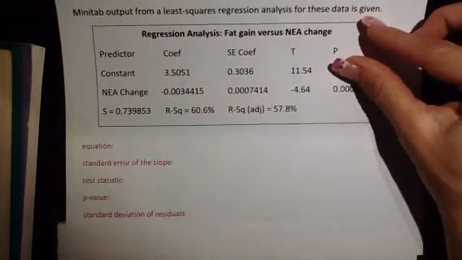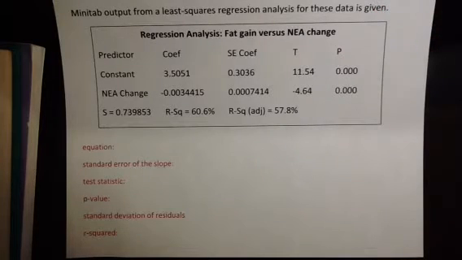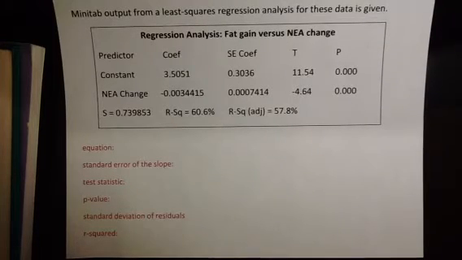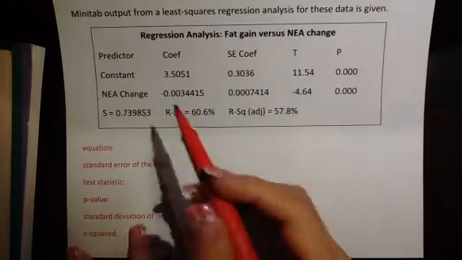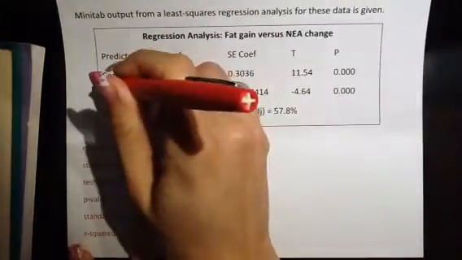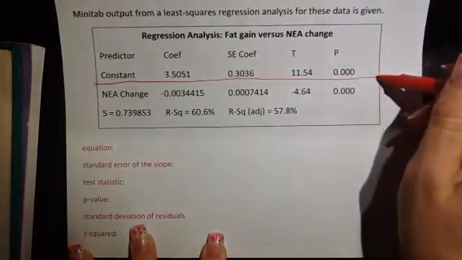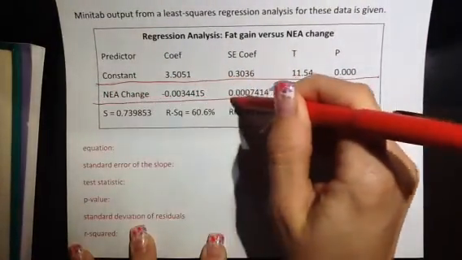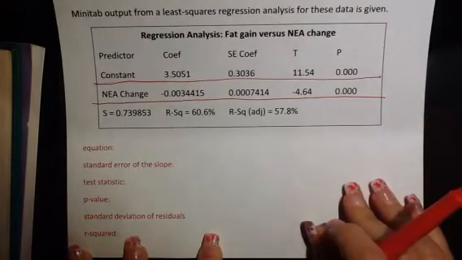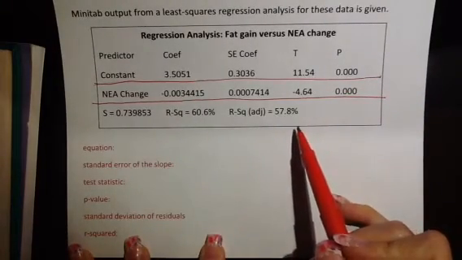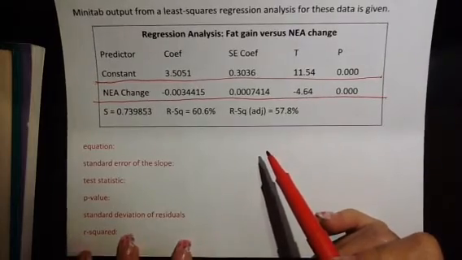And from this computer output, I want to be able to find all of these things. So we have our output for fat gain versus NEA change. Now our equation is what you've done before, and hopefully you remember how we found that part. I'm going to grab an extra pen here to help. So our constant is going to have all of this data with it, and then our x value, our variable of interest, has that that goes with it. Down here are some extra things for us. Now I'm going to focus in on the ones that actually matter.